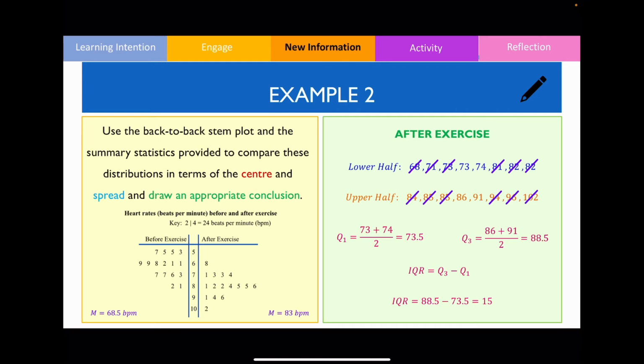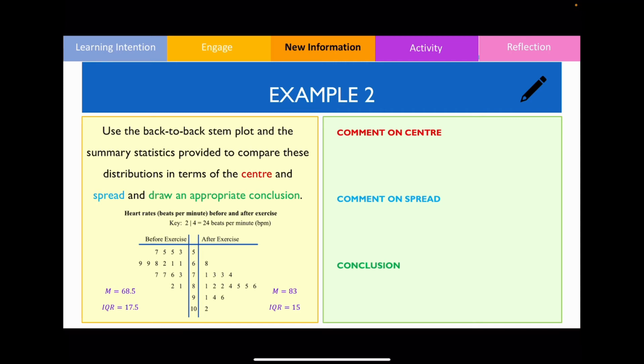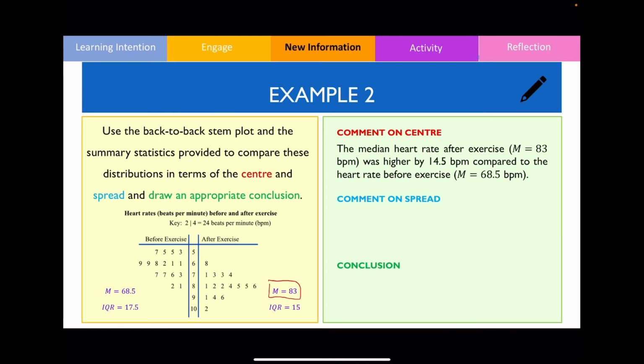Now that I've found out both the median as well as the IQR, I can now comment on the center as well as the spread. So in this example, we can clearly see that the median heart rate after exercise is significantly higher than the heart rate before exercise. So again, make sure that you include the context, make sure you include values, and make sure you're using words such as greater than or smaller than in your responses. So therefore, the way that I've responded is saying the median heart rate after exercise equals 83 beats per minute, which is higher by 14.5 beats per minute compared to the heart rate before exercise.